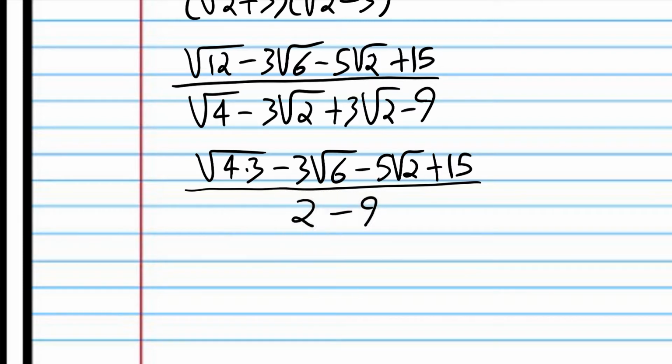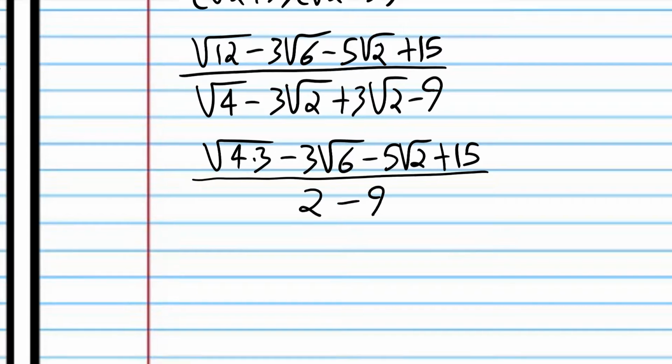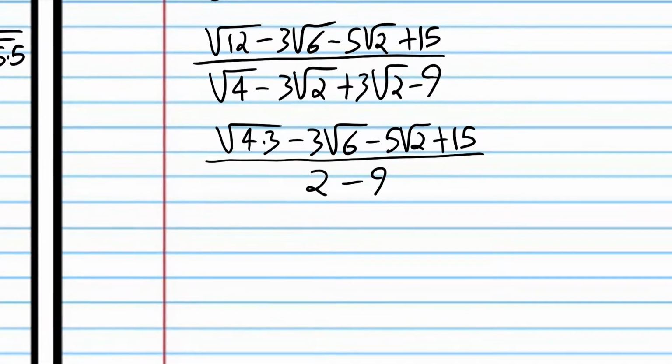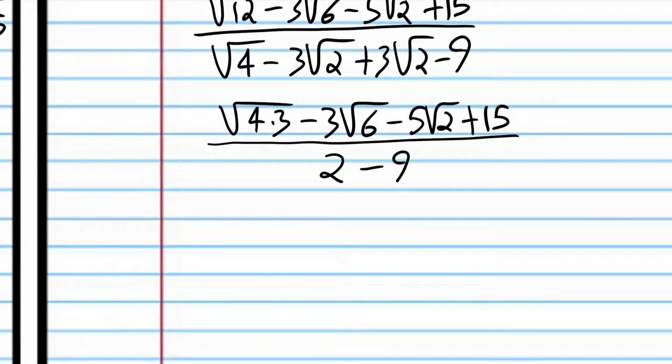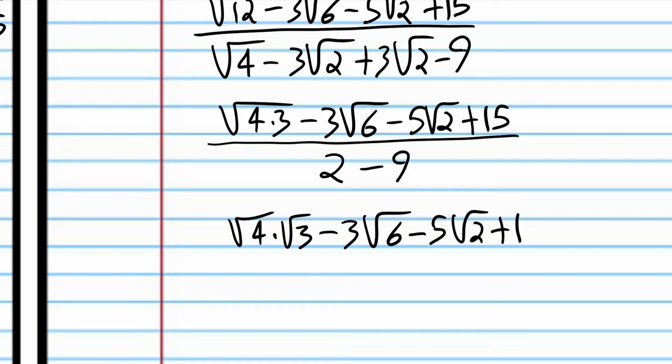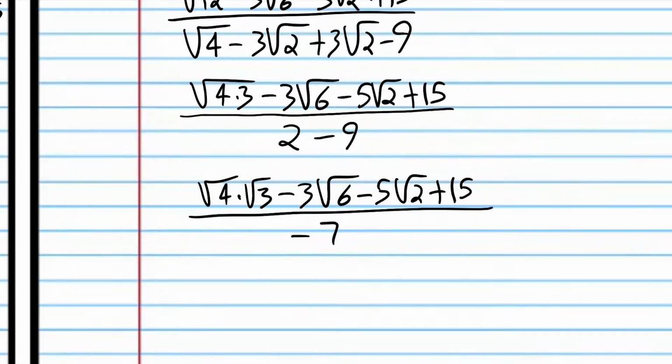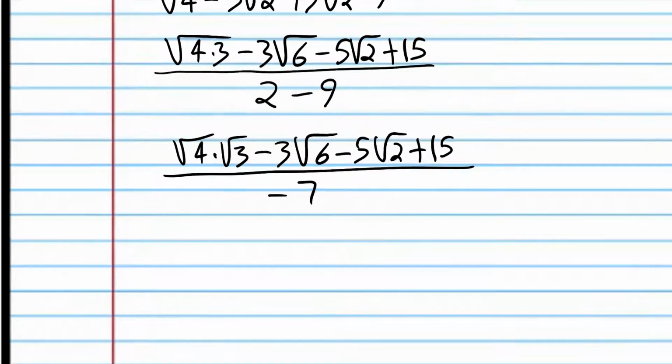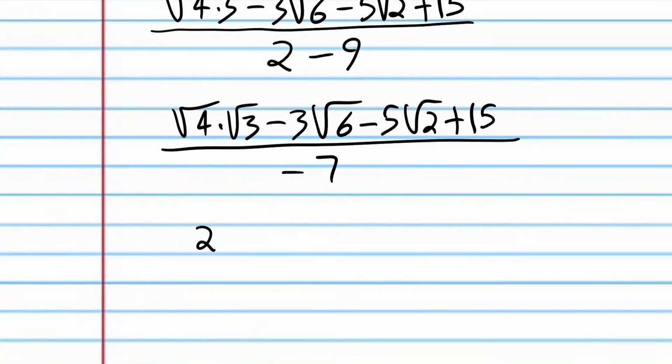So we got rid of the root in the denominator. Now all we have to do is try to simplify this as much as we can. So we're going to pull out the perfect square. That's root 4 times root 3. First we have to separate. And in the denominator, we can go ahead and subtract 9 from 2, and we get negative 7. Now, root 4 becomes 2, and you can just put the root 3 next to it.